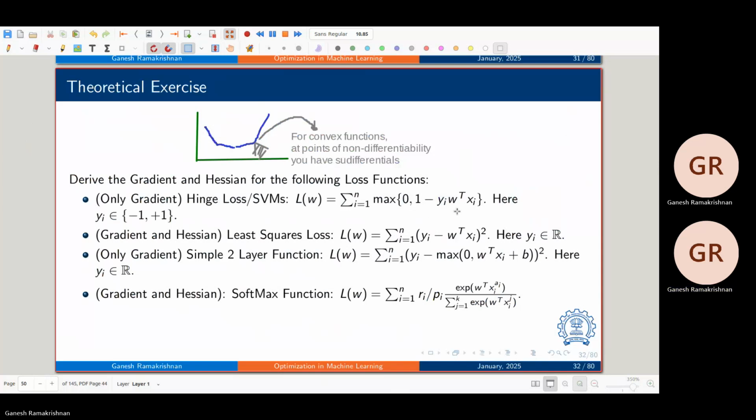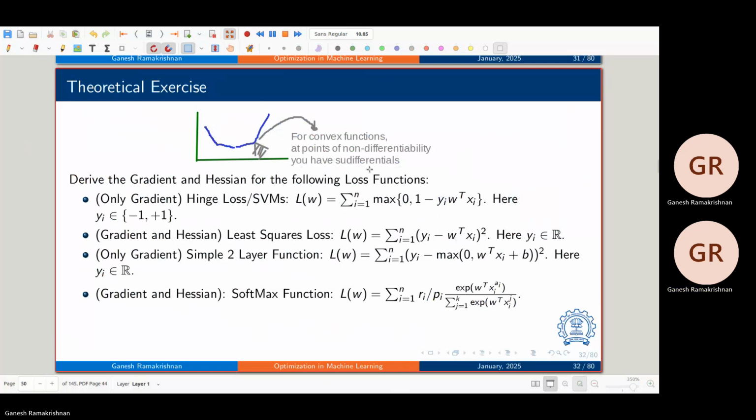The moment you start looking at this max form, we will see later on there's something called a subgradient, which exists everywhere. But for us, we will only consider points for now where it is differentiable, so don't worry about where it is not differentiable. For convex functions, it's guaranteed that at points where it's not differentiable, you have something called a subdifferential. What I've shown in the gray region is a subdifferential, but when we talk about geometric interpretation, I will talk more about it.